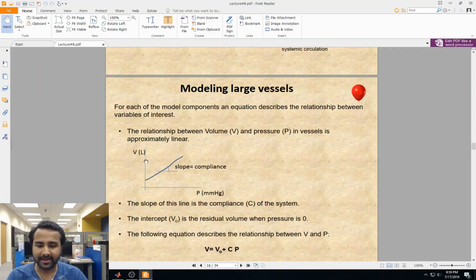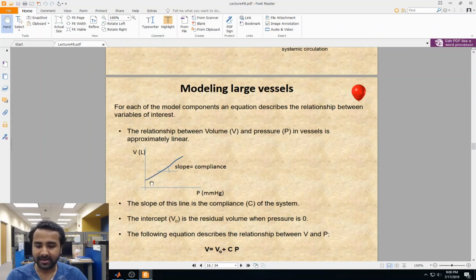So like I said, they have a relationship between volume and pressure. The units for volume are going to be in liters. The units for pressure are going to be in what's called millimeters of mercury, which you might remember from, I believe it's chemistry, where you first learned about it. So the relationship between volume and pressure in blood vessels is mostly linear. It has some non-linearities to it, but you can generally call it approximately linear.